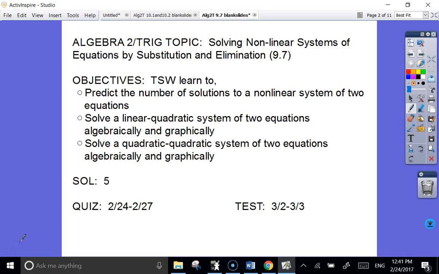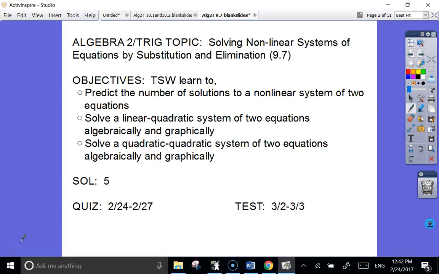What else could it be? How many other possibilities of solutions could you get? Could be 1, right? Could be tangent. Or it could be 0.